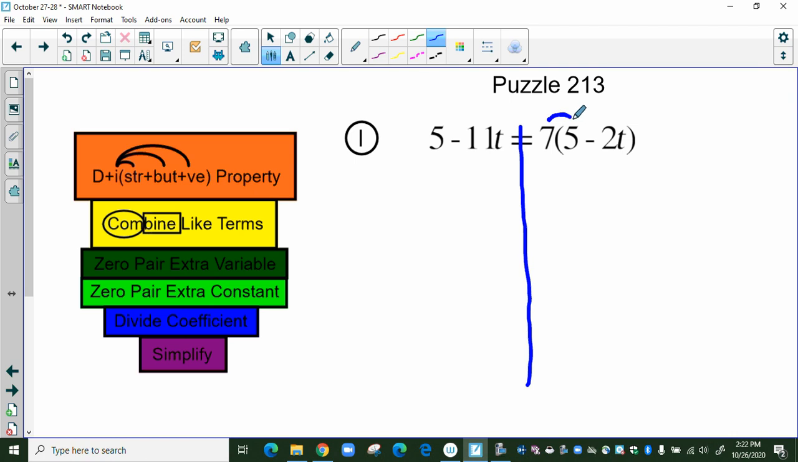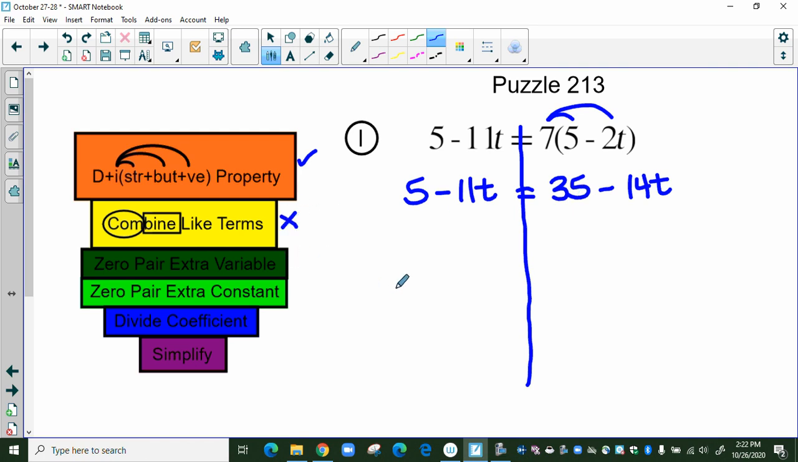Distributive property is right here. So I'm going to bring down 5 minus 11t. And on this side, I'm going to multiply. 7 times 5 is 35. 7 times negative 2t is negative 14t. Let me look for like terms. On the left, I have a variable and a constant, no like terms. On the right, I have a variable and a constant, no like terms, so we can skip this step.